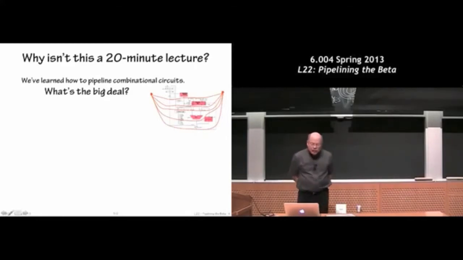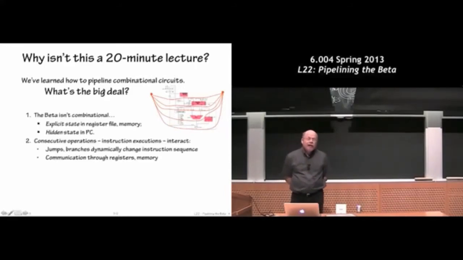So it seems like this should be pretty straightforward. So what is the big deal? Why aren't we done after drawing some stripes across our unpipelined diagram?